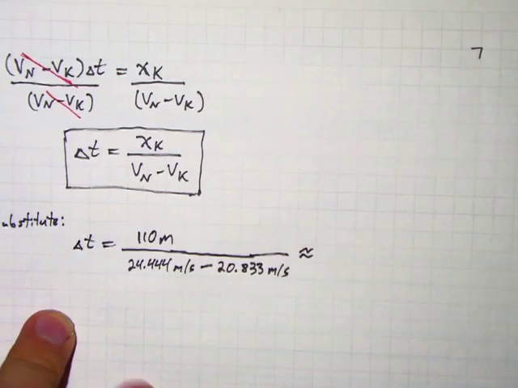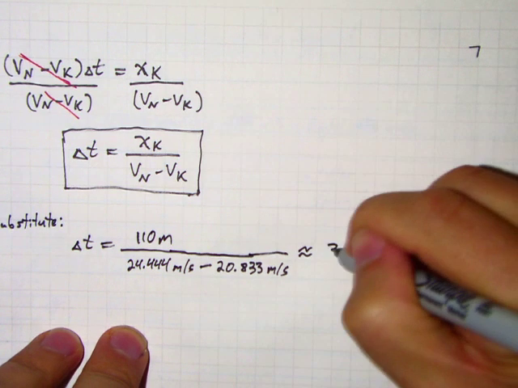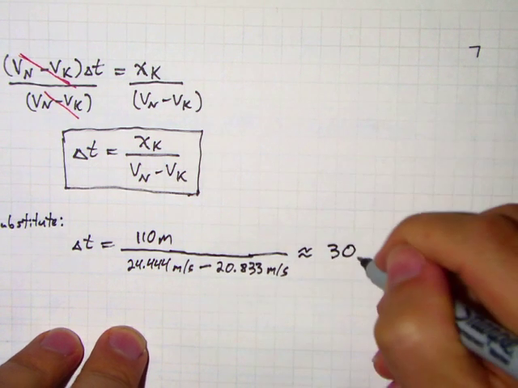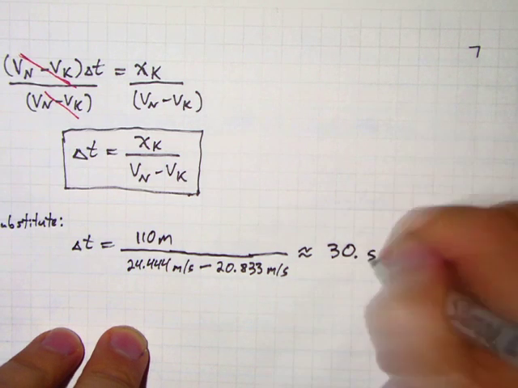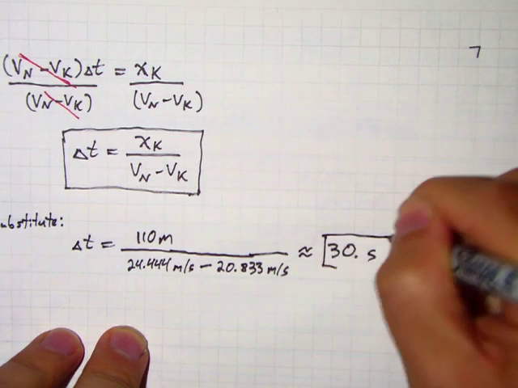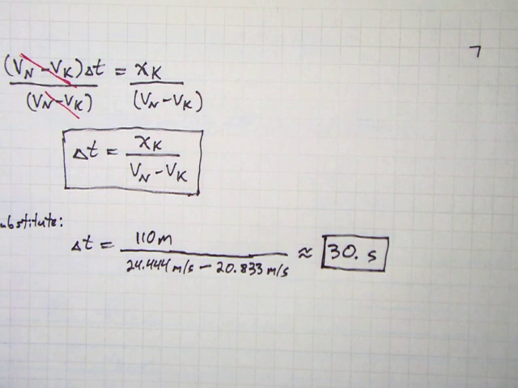All right, punch that into the calculator. Meters divided by meters per second is going to give you seconds. Now we can round it to the correct number of sig figs, which is to 30 seconds. It's going to take 30 seconds for Nixon to overtake Kennedy. Whoa, I got him.